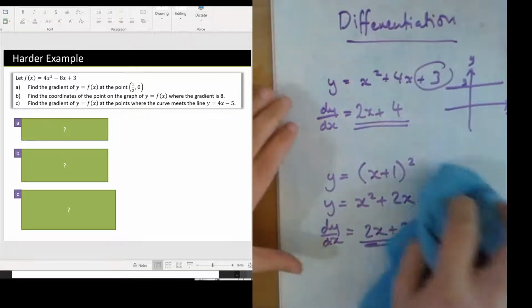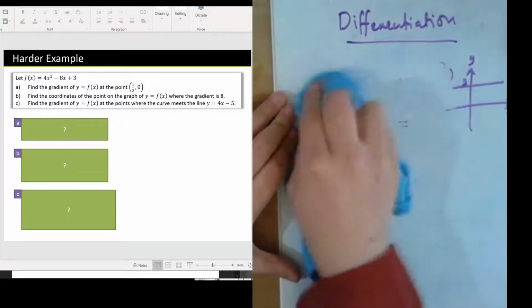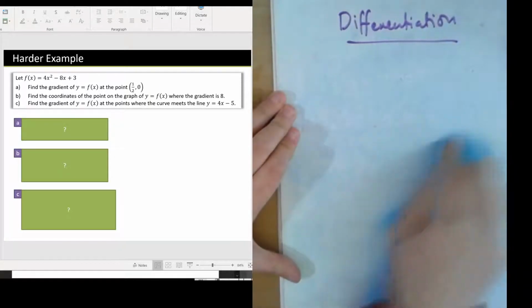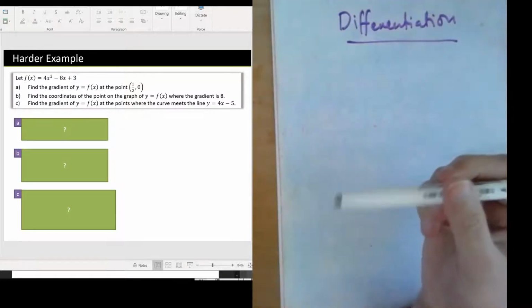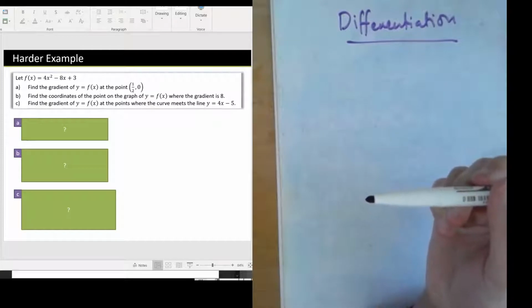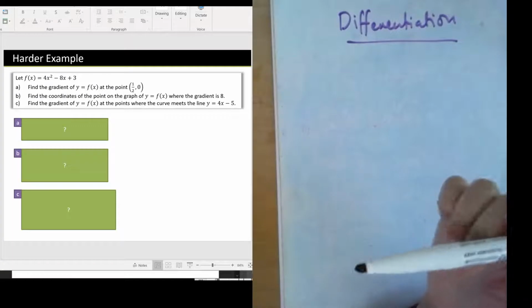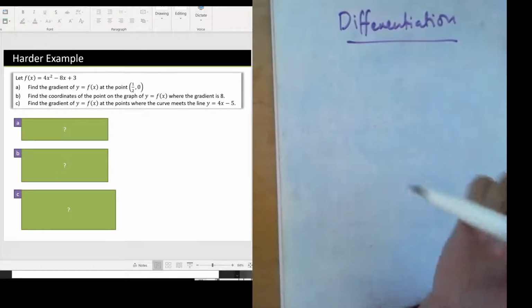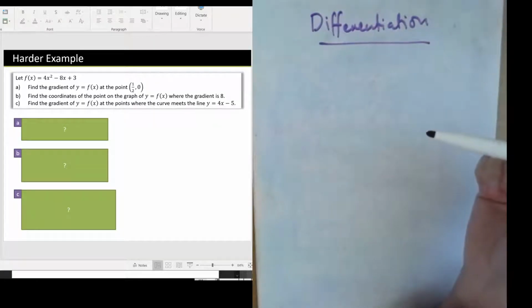Okay, so just to go through a wordy example. You can then start applying this to questions that you may already have. It says, find f of x equals 4x squared, take away ax plus 3. Find the gradient at this point. Then it tells you to find the coordinates of the point where the gradient is 8. And then it tells you to find the gradient where the curve meets another line. Okay, so although it's given you a lot of words, it's not actually that difficult to go through.